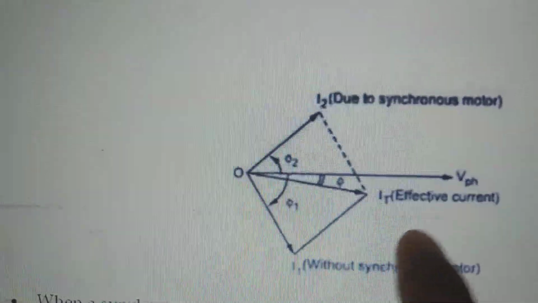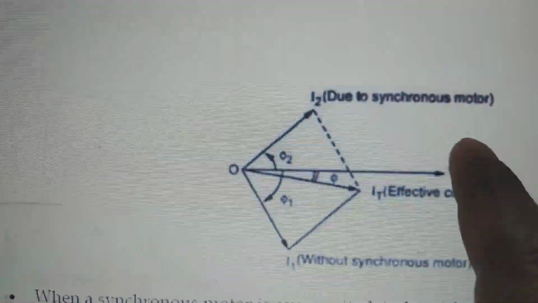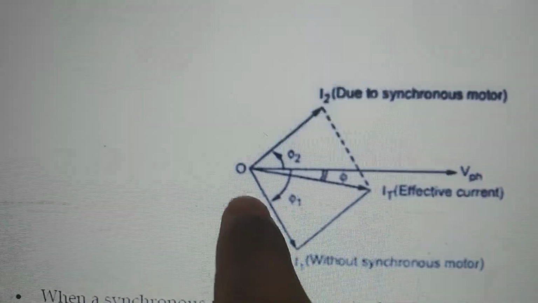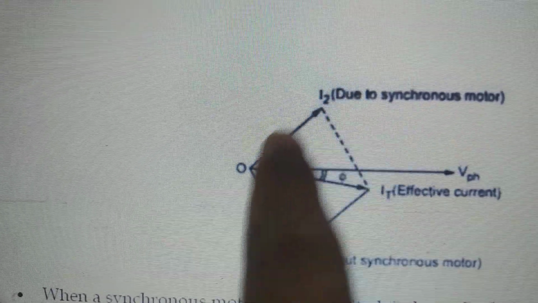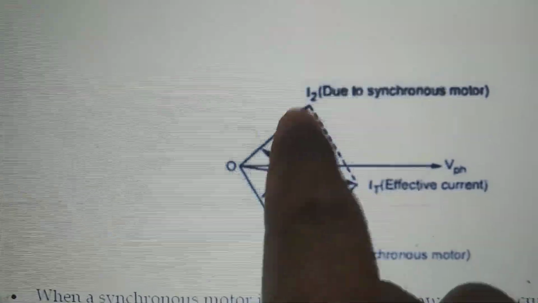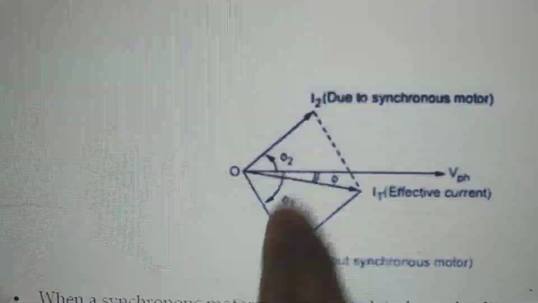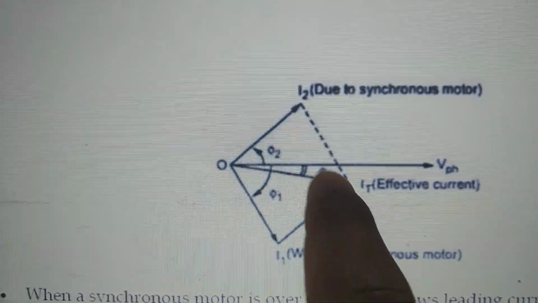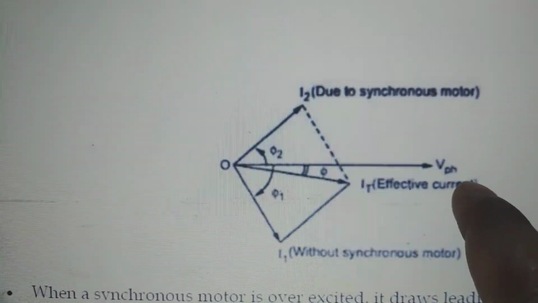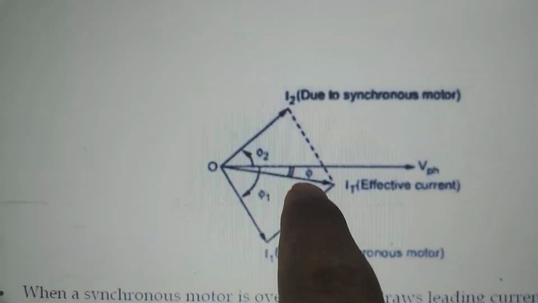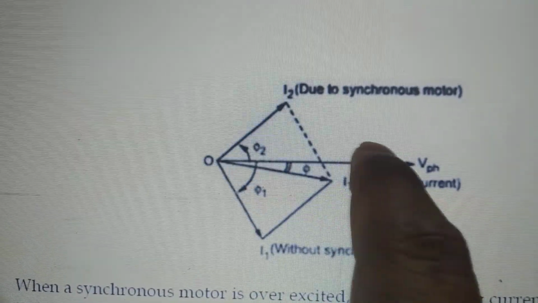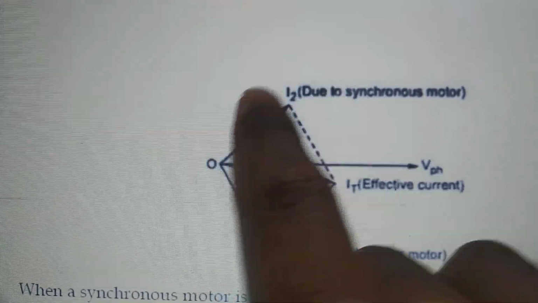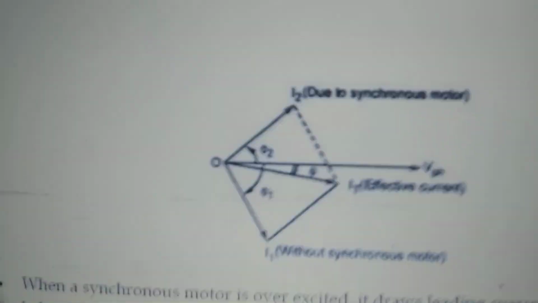Then we connect one synchronous motor which is working at no load, overexcited condition, and it has leading currents just like the capacitor. Then we take the vector sum of these two currents, so the current has a smaller angle between voltage and current. Thereby the power factor, the cosine of this angle, is increased. In this way, we improve the power factor using a synchronous condenser.